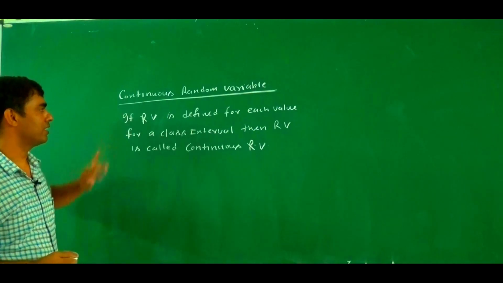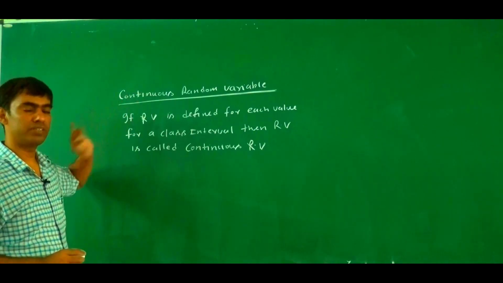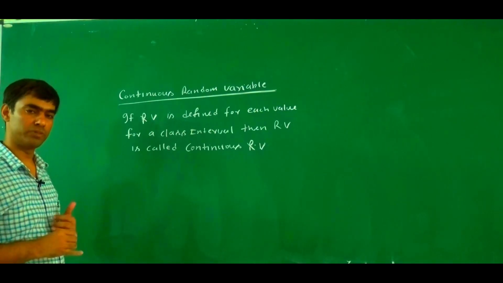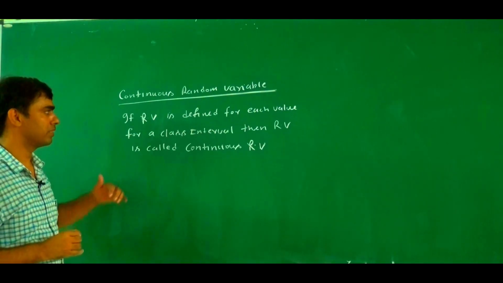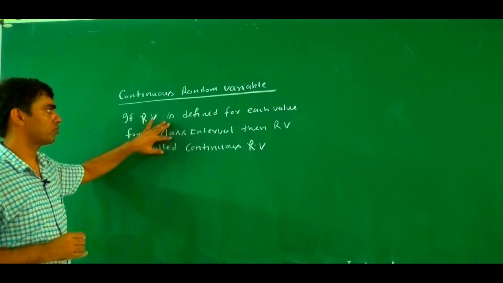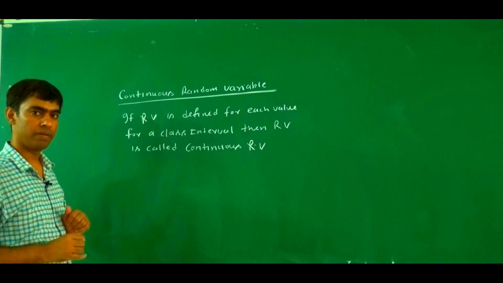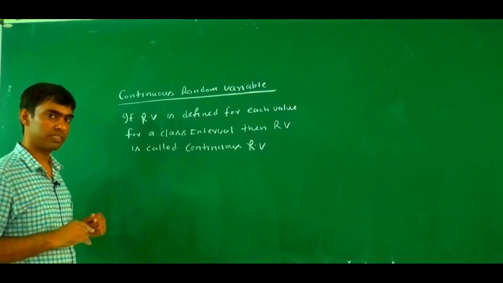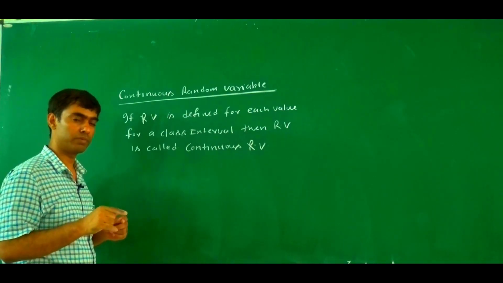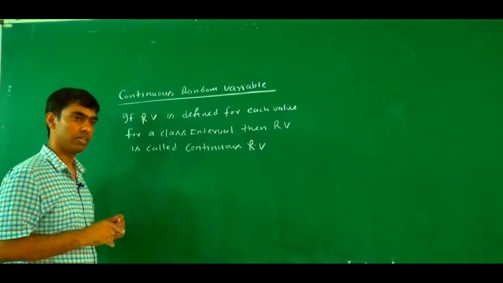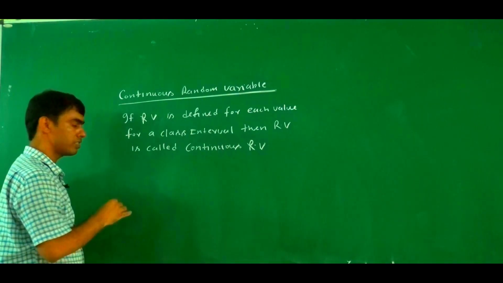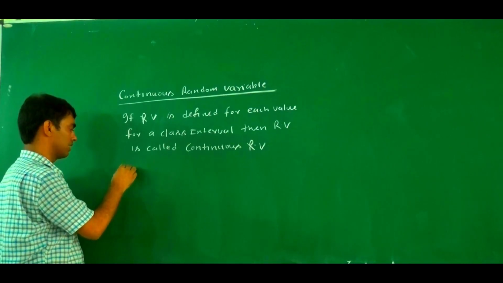Now, if we try to associate the continuous random variable with a probability distribution, that is, if we associate probability with the random variable for a class interval, we cannot define the probability at a certain point in the case of a continuous random variable. So first we define the probability density function.